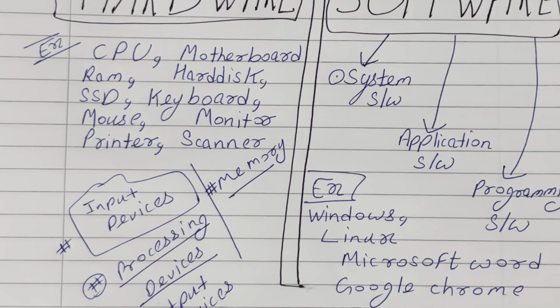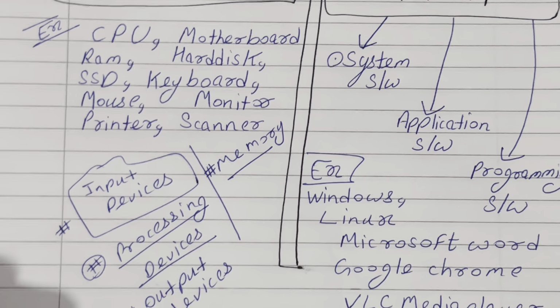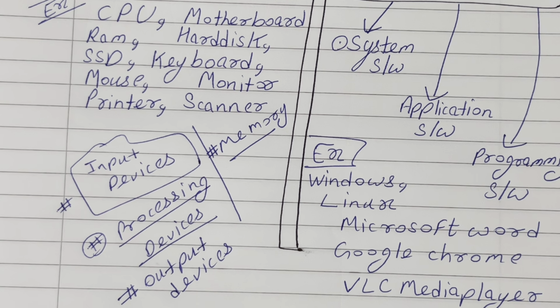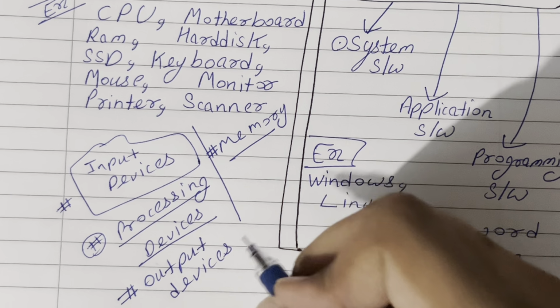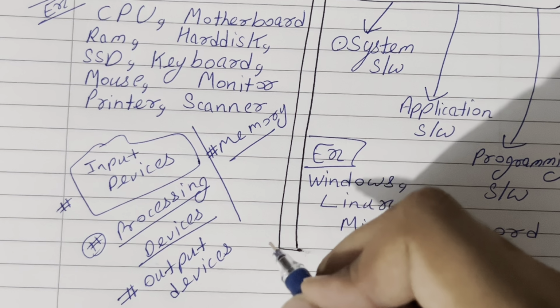So guys, output devices are the hardware components which represent the processed information to the user in a meaningful form. After the computer processes the input, these output devices allow the user to see, hear, or receive the result.